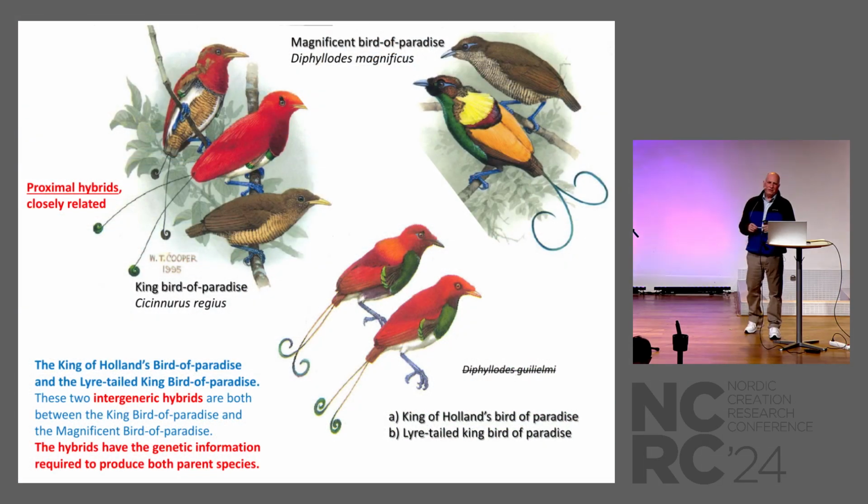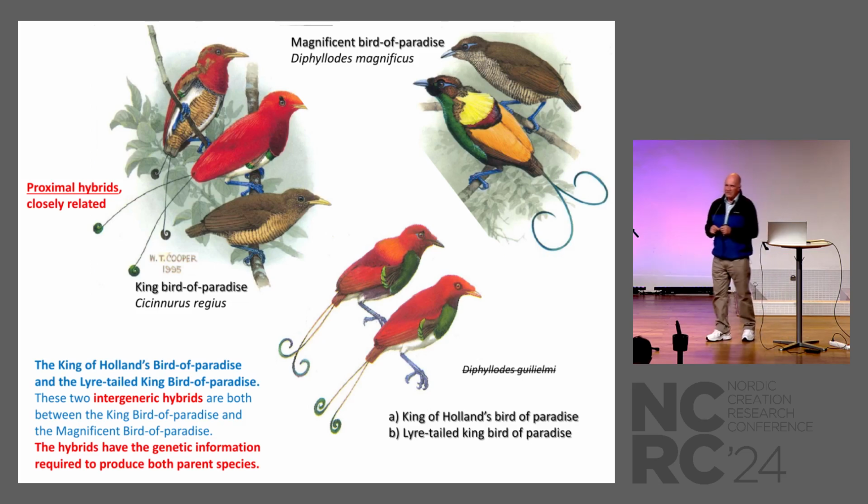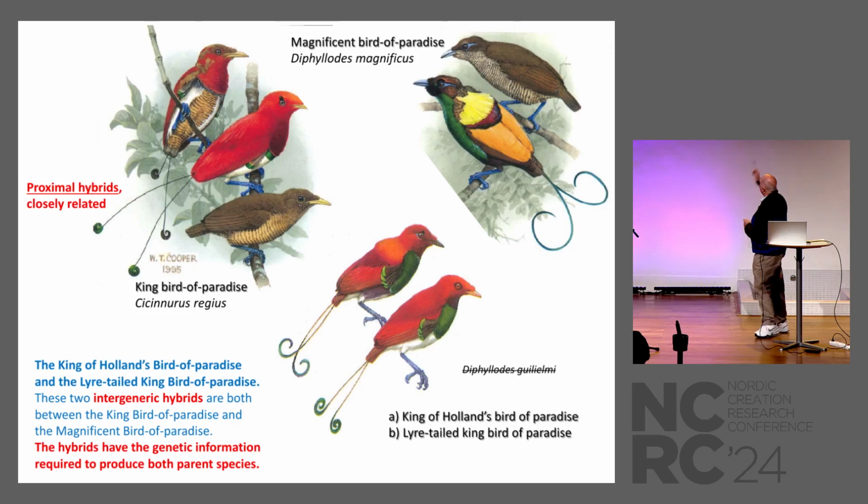Here's a nice example in birds of paradise. I'll mention a little bit more about them later during the talk as well. So we have the king bird of paradise, and it crosses with the magnificent bird of paradise, and it will give two hybrids. And obviously, if you look at these carefully, you can see, perhaps easiest by the amount of curling on the tail feathers, the one looks a little bit more like the king of paradise, and the other looks a little bit more like the magnificent bird of paradise, and you can work out then where those two crosses come from.